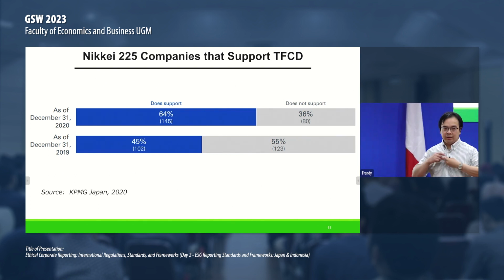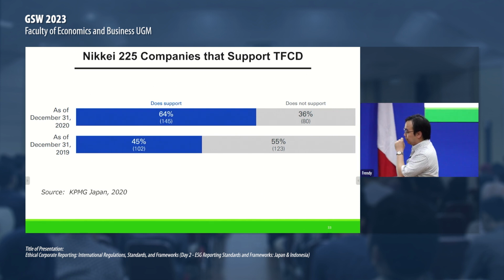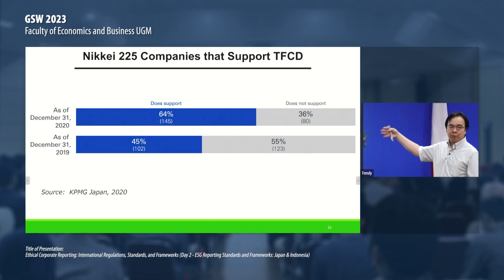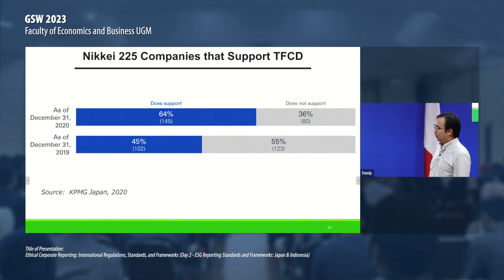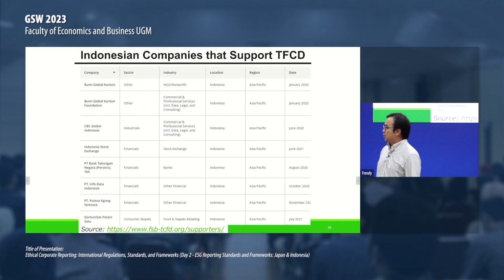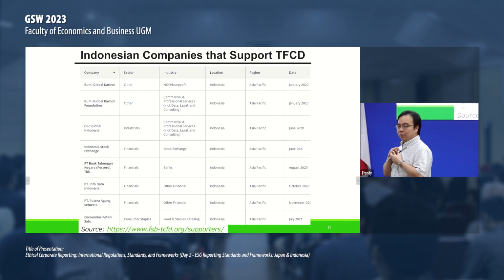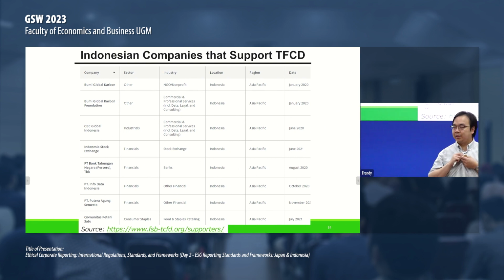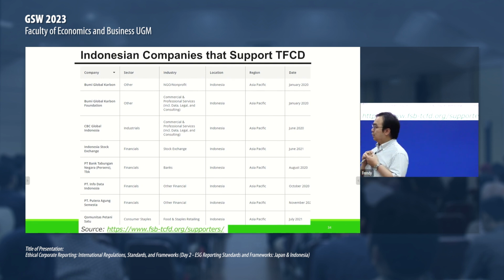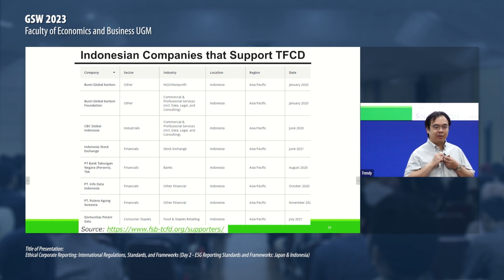As for the statistics of companies that use TCFD, this is for Japanese companies. We can see that more and more companies in Japan are starting to support these climate-specific standards. How about Indonesian companies? These are the results. Okay, please take a look at these sectors of Indonesian companies that support TCFD. Okay, did you notice a similar pattern?